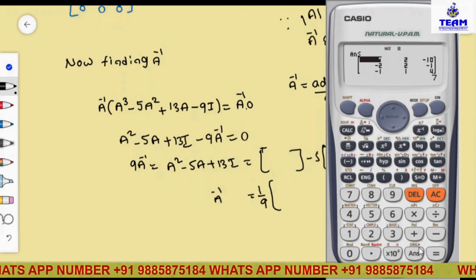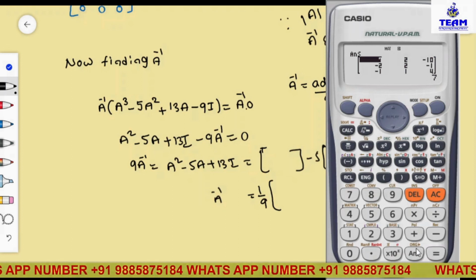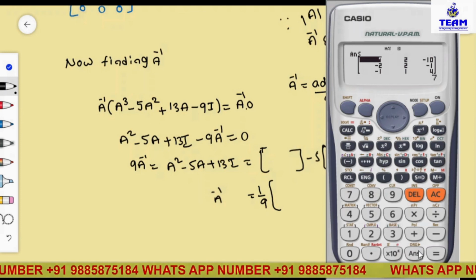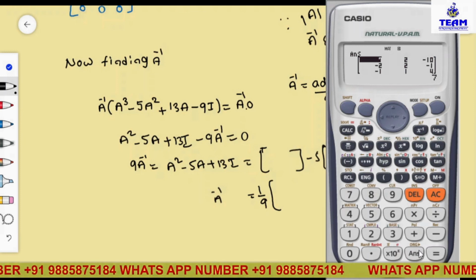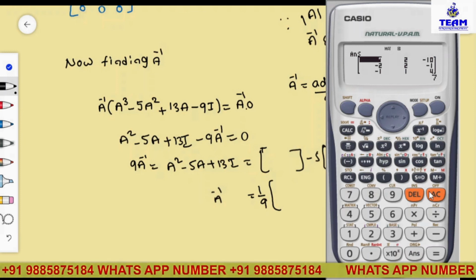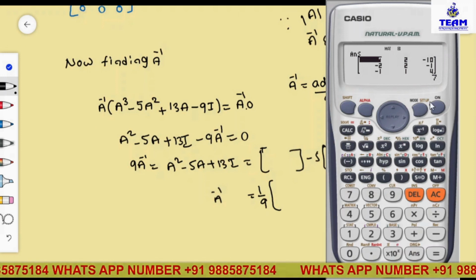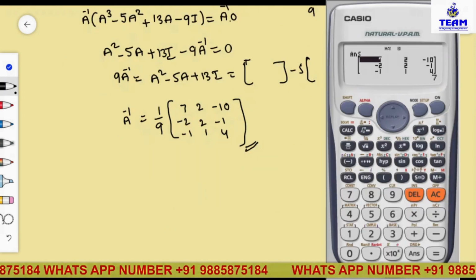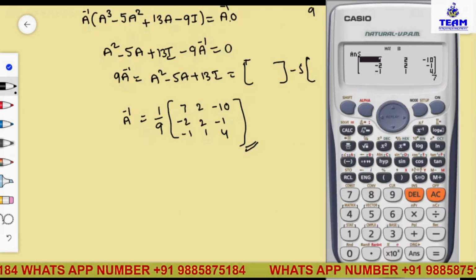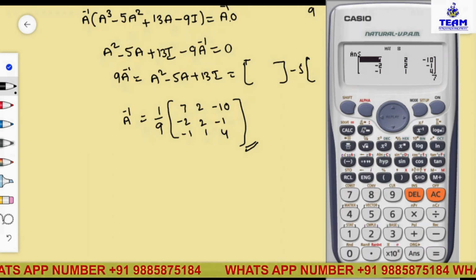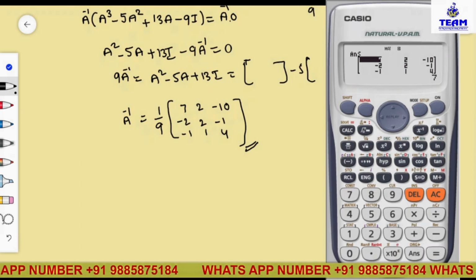Suppose A is a singular matrix and they are asking to find A inverse, you have to say: since det A is equal to 0, therefore A is a singular matrix, so A inverse does not exist. Is it clear for everyone? Right. So friends, like this we have to verify the Cayley-Hamilton theorem and find A inverse by using the calculator. I hope everyone is clear on this.